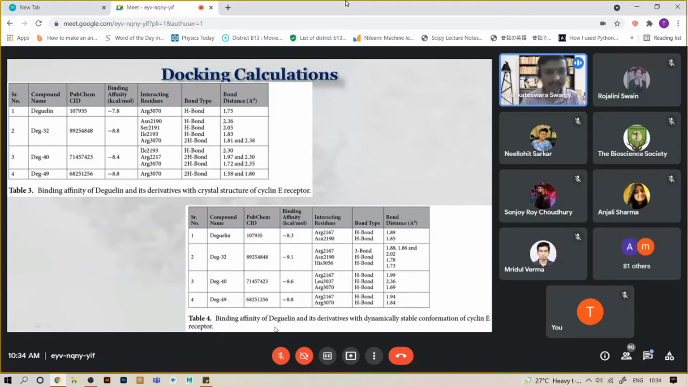Now here we can see the binding affinity of degulin and its derivatives with the crystal structure of cyclin E1, and also the dynamically stable conformation of the cyclin E receptor. So there are two things here. If you see the comparison, one is the crystal structure, where the ligand is binding. Taking this conformation of the crystal structure into the simulations, I want to see how it can bind in our biological system. So we have simulated the molecule, and then we have seen how the interaction changes.